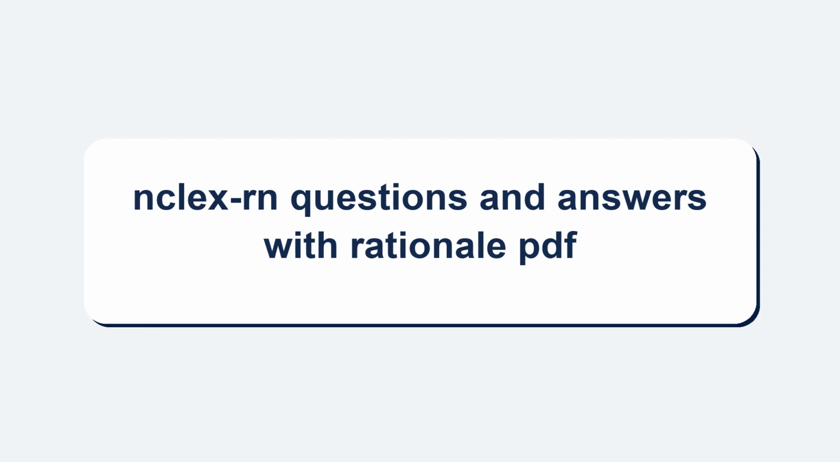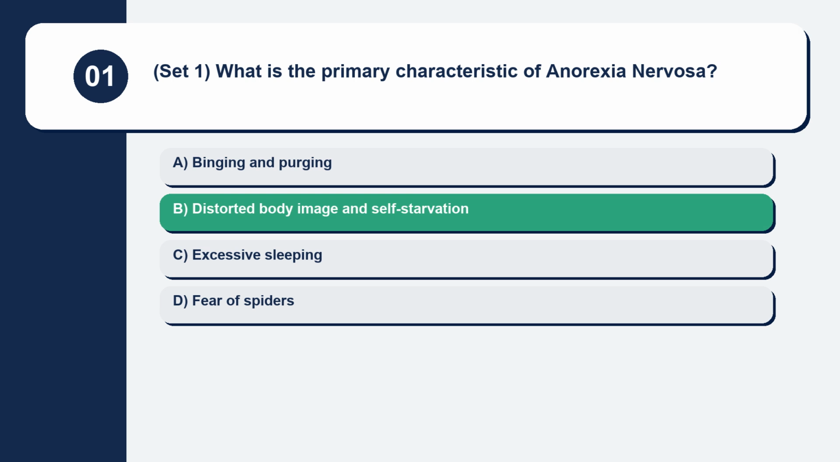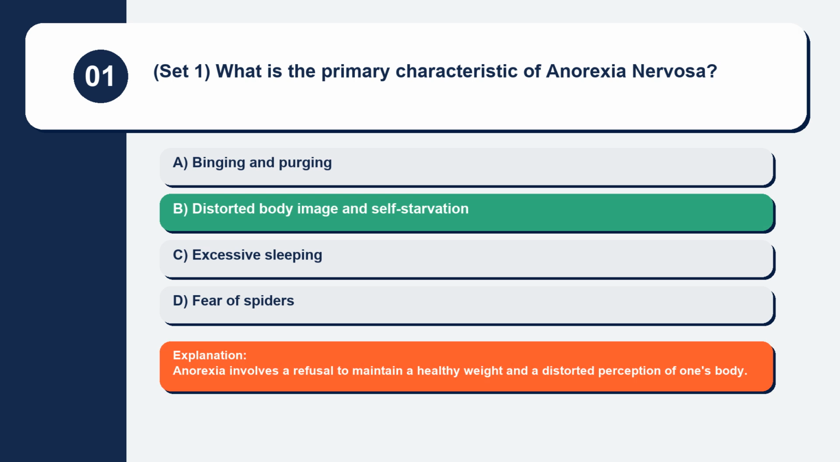NCLEX RN questions and answers with rationale PDF. Question 1. Set 1. What is the primary characteristic of anorexia nervosa? Binging and purging, distorted body image and self-starvation, excessive sleeping, fear of spiders. Anorexia involves a refusal to maintain a healthy weight and a distorted perception of one's body.